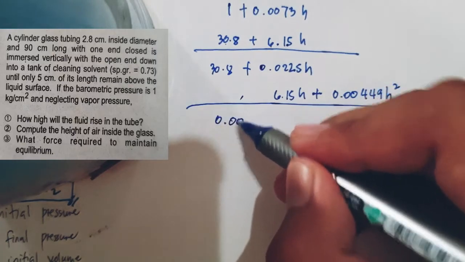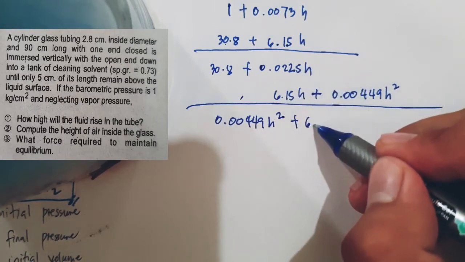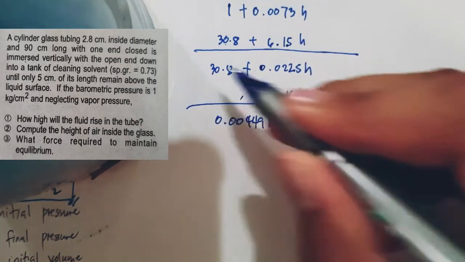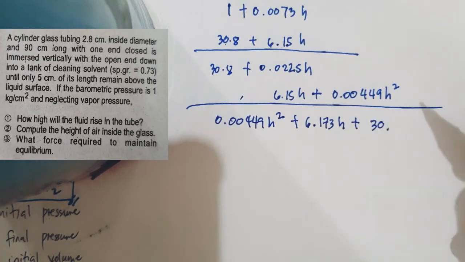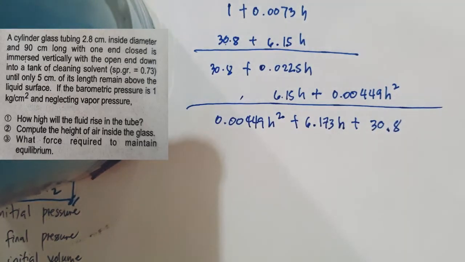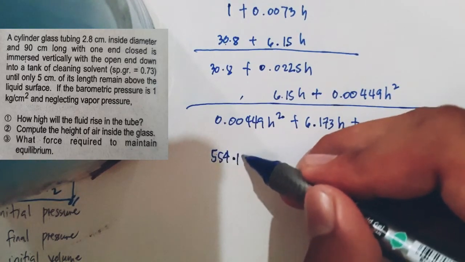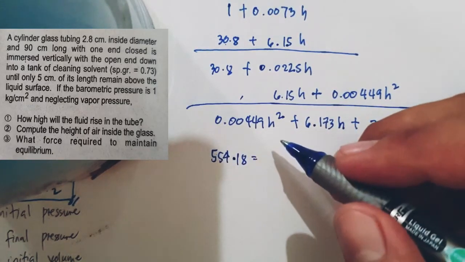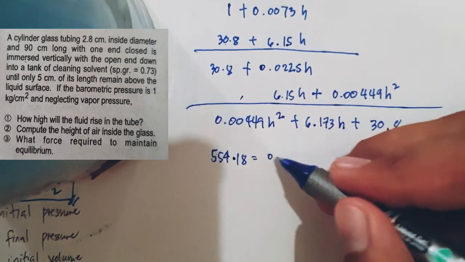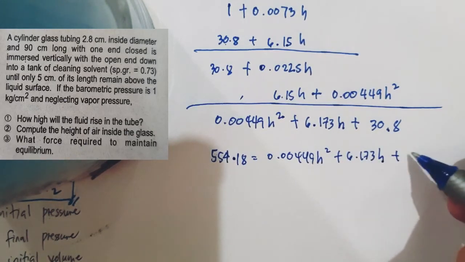So 0.00449 h squared plus add nimo, that is 6.173 h. Paulahin nimo ang walay variable, 30.8. So ma-equate na nimo siya as 554.18 equal to 0.00449 h squared plus 6.173 h plus 30.8.